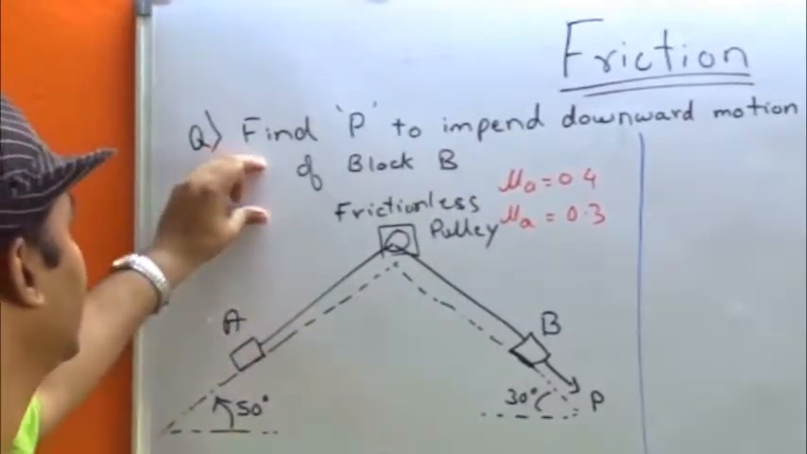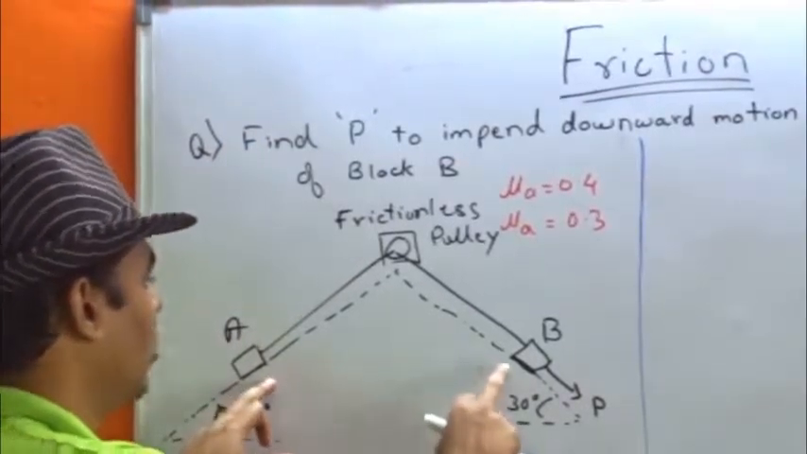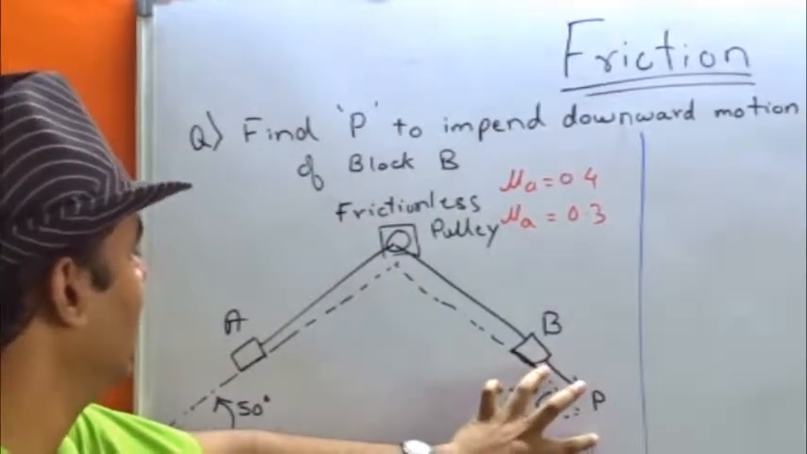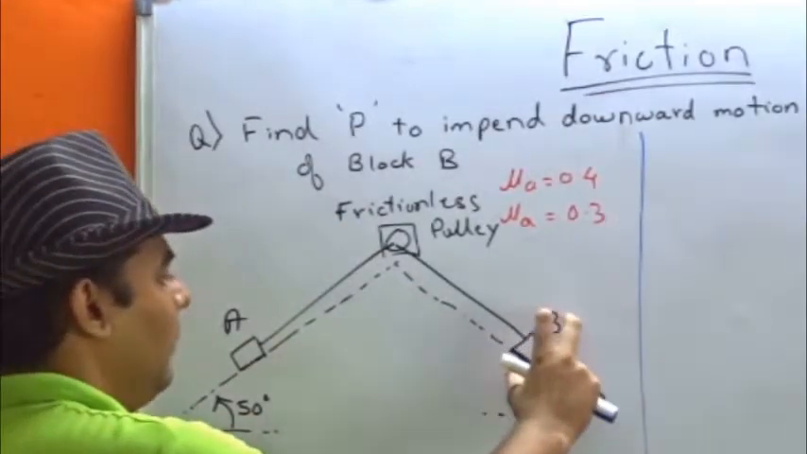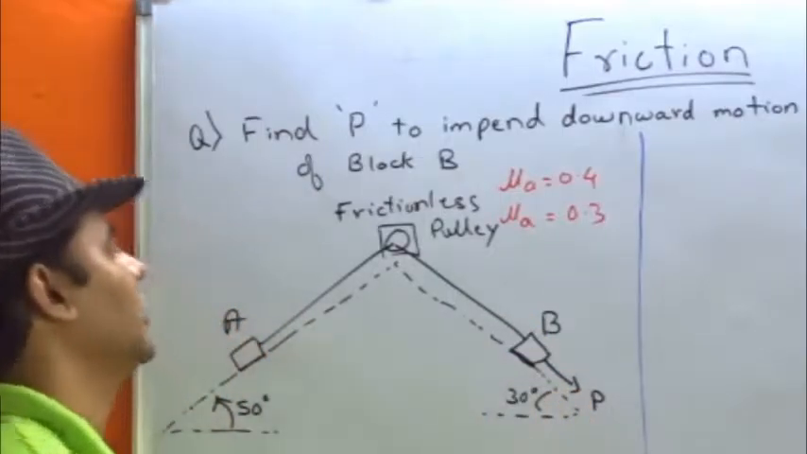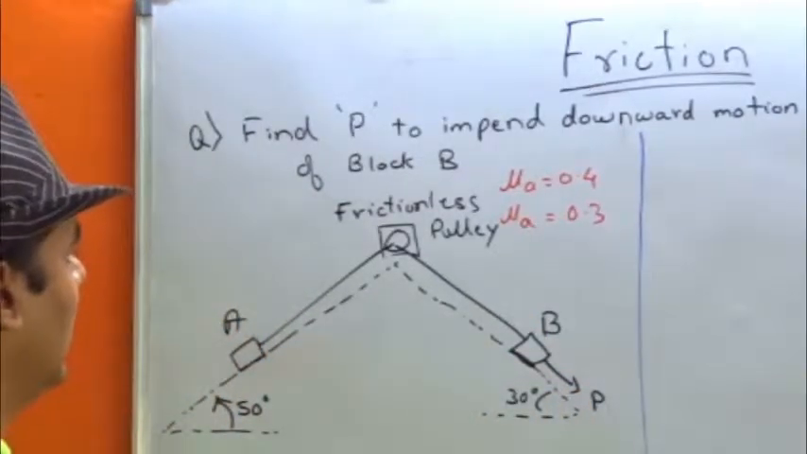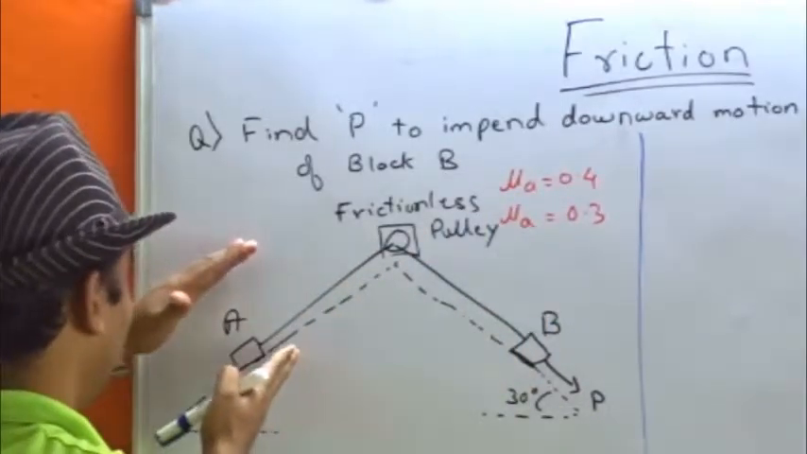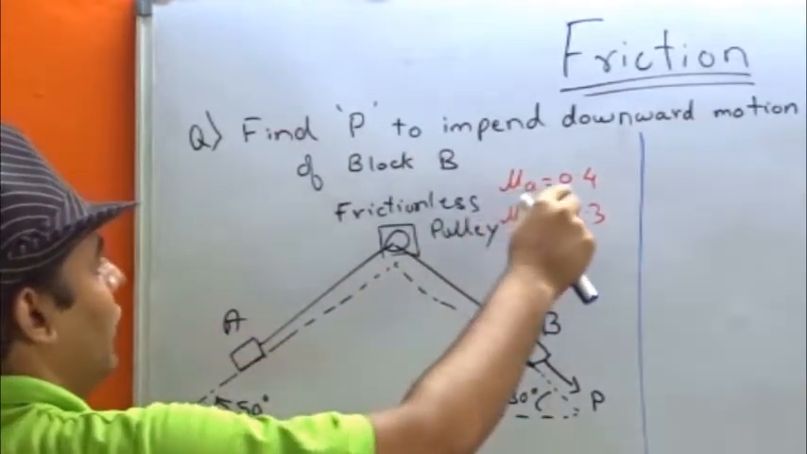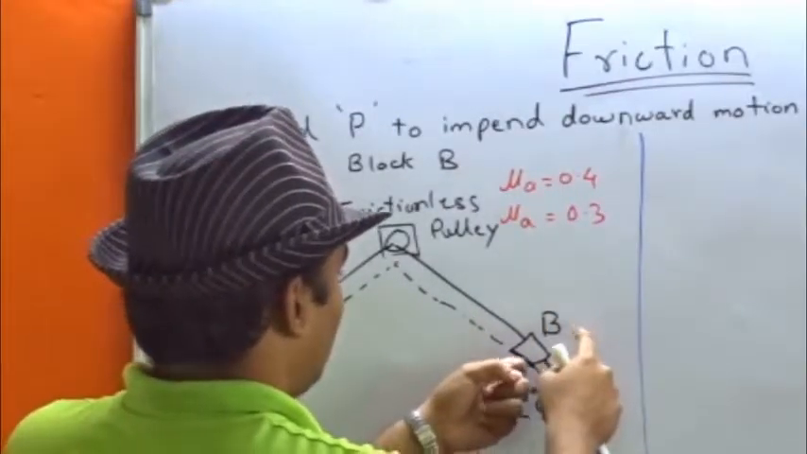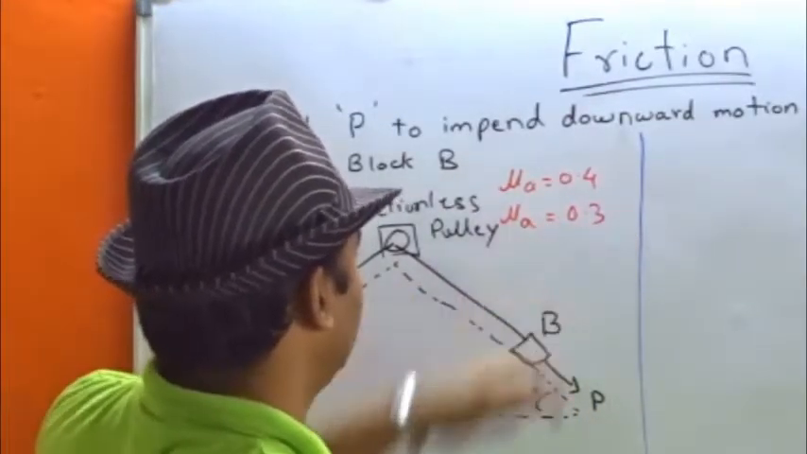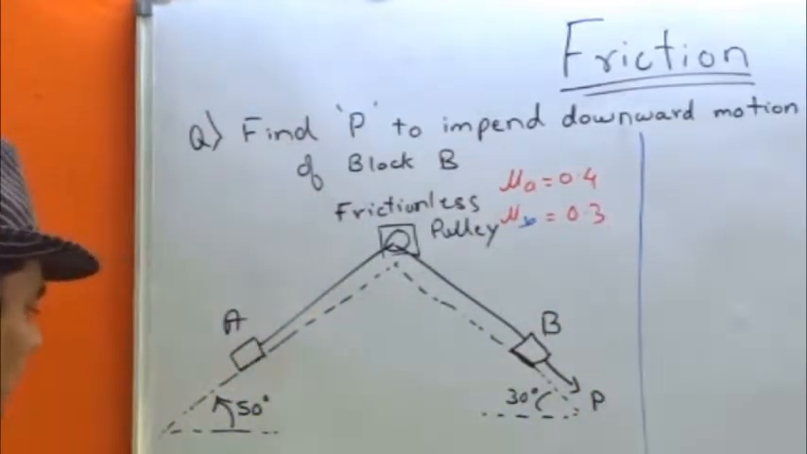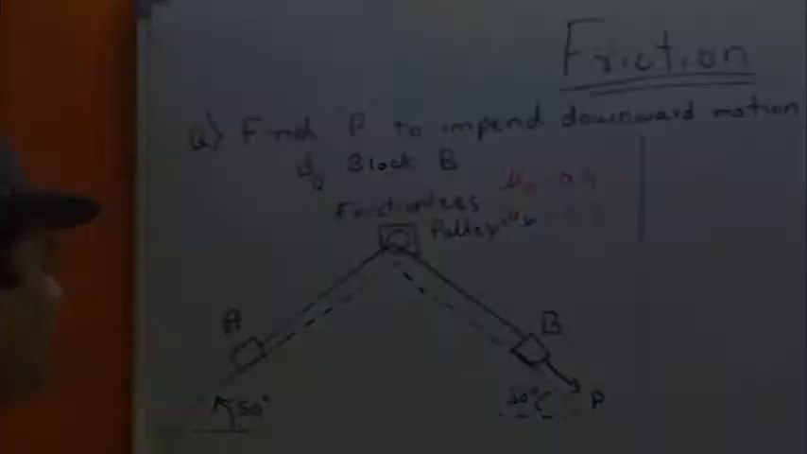We have a new question where we are given two loads A and B, and it is asked to find a force P which will impede the motion of B in downward direction. We are given the coefficient of friction between A and the surface as 0.4, and between block B and the surface as 0.3. This is block B. So now we interpret the data that we have.